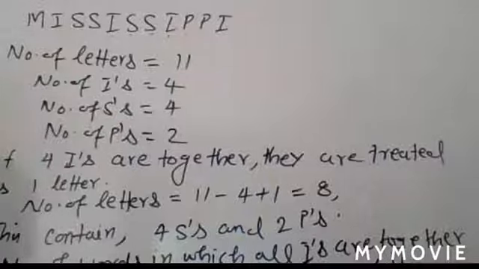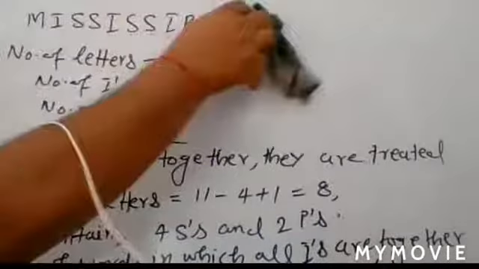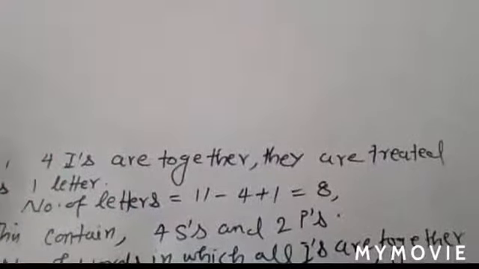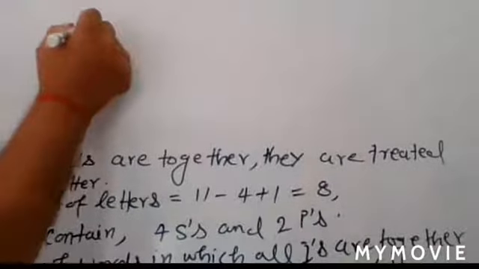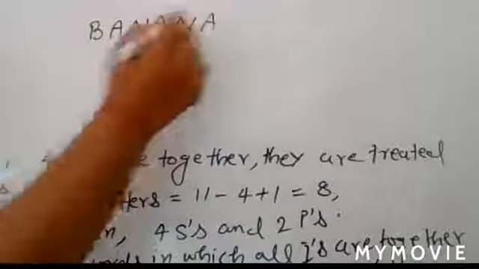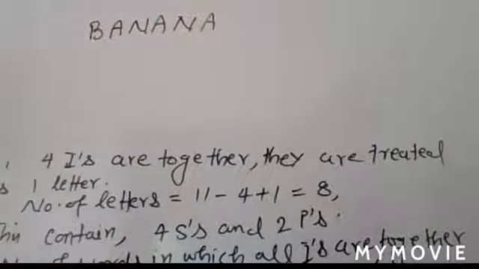Find the number of different permutations of the letters of the word banana. B-A-N-A-N-A, banana. Find the number of possible words. And tell me what is your answer quickly.